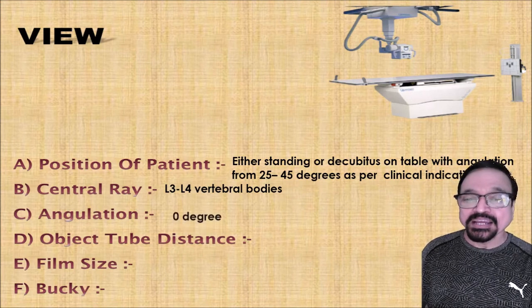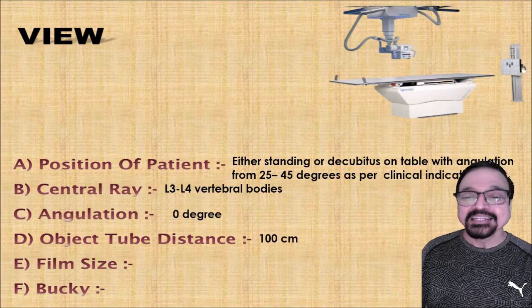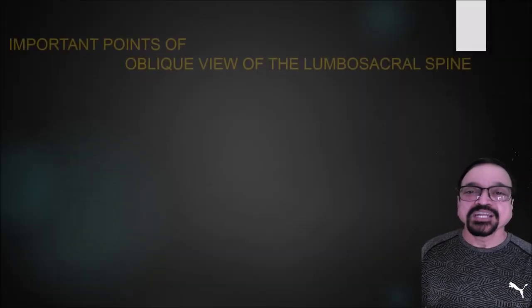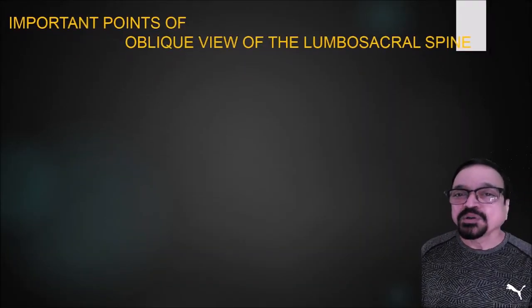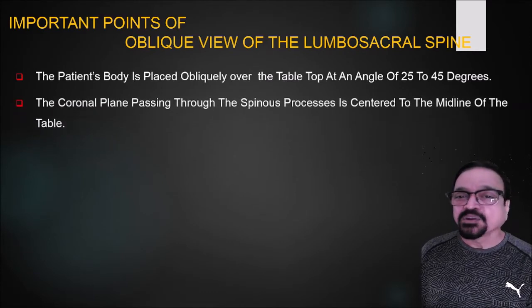Then there is no angulation as far as the patient is concerned, but as far as the tube is concerned, the angulation is 0. The distance is 100 centimeters, the cassette is usually 14 by 17, and a Bucky is always used because we want a very clear picture. So Bucky is indicated. Now, what are the important points? The patient is placed obliquely over the table at 25 to 45 degrees angulation. The coronal plane passing through the spinous process is centered to the midline of the table.